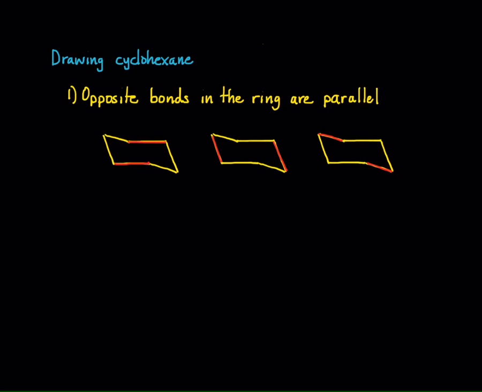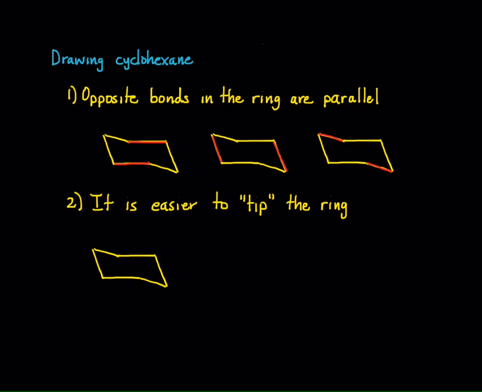Now, the other thing that we tend to do is we tend to tip the ring a little bit because it makes the whole structure easier to draw when you consider the substituents that are coming off of it. So what am I going to do? What do I mean by tipping? I'm going to take this and simply tilt it a little bit. I'm going to tilt the whole structure down. I'm not pushing one carbon back down and the other carbon up. I'm tilting the whole thing.